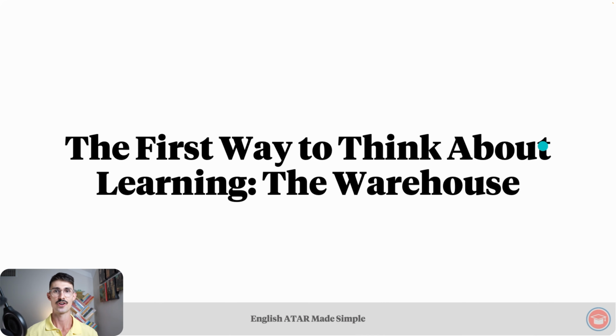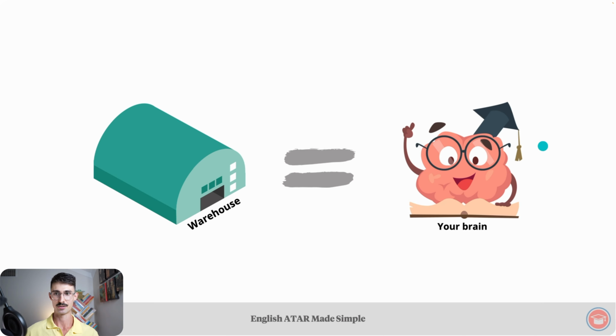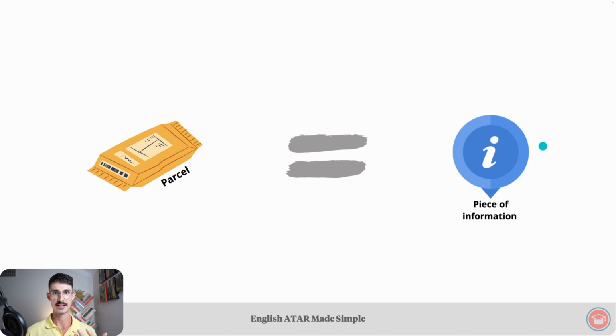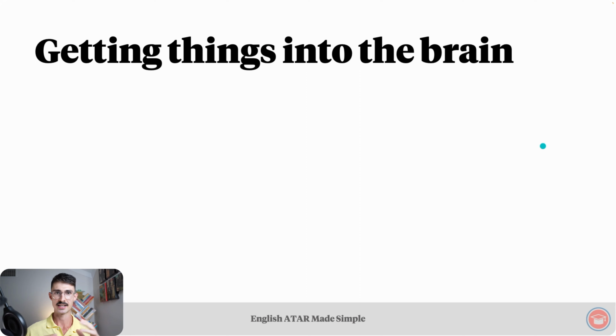The first way to think about learning, we'll call it the warehouse. What is this all about? I want you to imagine that your brain is like an Amazon warehouse. And in that warehouse, there are shelves. And on those shelves, there are a bunch of boxes of different shapes and sizes. And within those boxes, there are various parcels. And I want you to think that those parcels are like bits of information. That's our introduction to the warehouse.